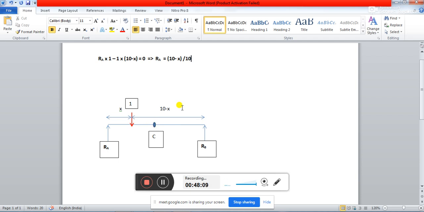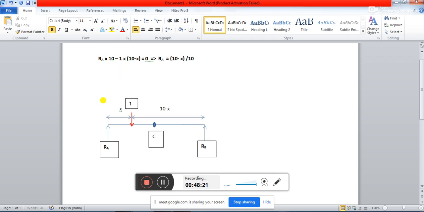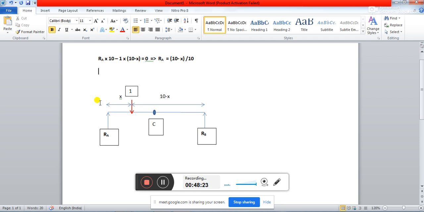Sir, you have written RA into 1. Oh sorry, RA into 1, correct, very good, rightly pointed out. It will be RA into 10, sorry. So you see, now if you want to find out the bending moment about C, then what you will have to find out?